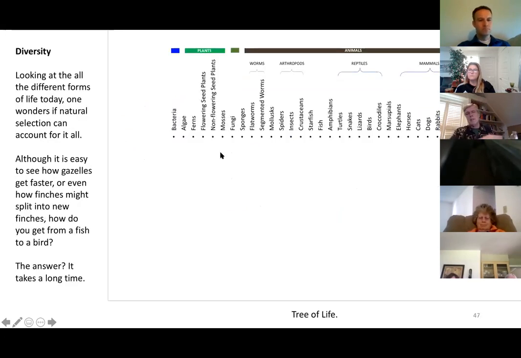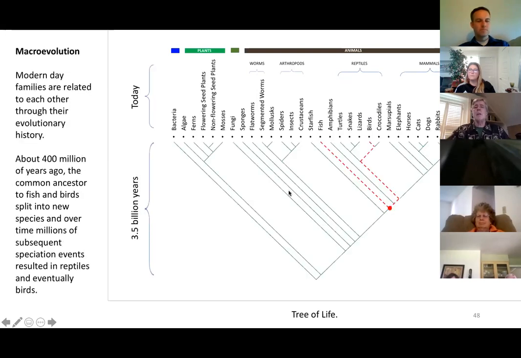So having said all that, the problem is still, okay, I see how we get faster gazelles, and I see how we even get a new finch. But how do I get from a fish to a bird? And the answer to that is you don't really get from a fish to a bird. Fish and birds are related through what we call their evolutionary history. In other words, long ago, in this case about 400 million years ago, birds and fish had a common ancestor.